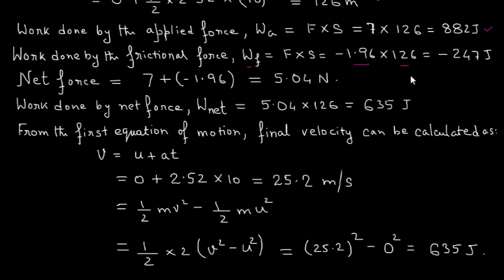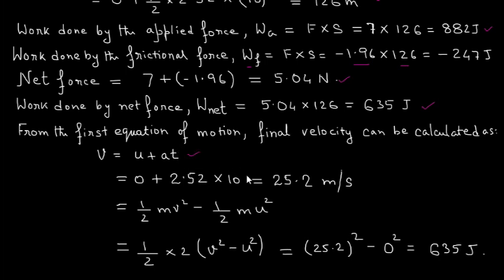Net force is equal to 7 plus (minus 1.96), which is equal to 5.04 Newton. Work done by net force W net is equal to 5.04 multiplied by 126, which is equal to 635 joule. From the first equation of motion, final velocity can be calculated as v is equal to u plus at.